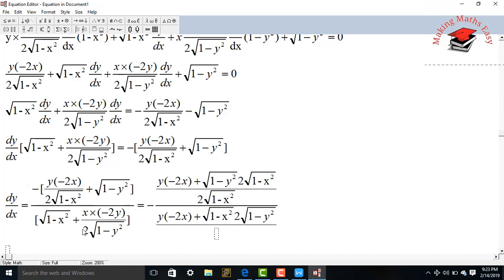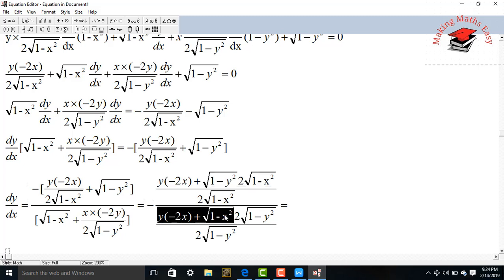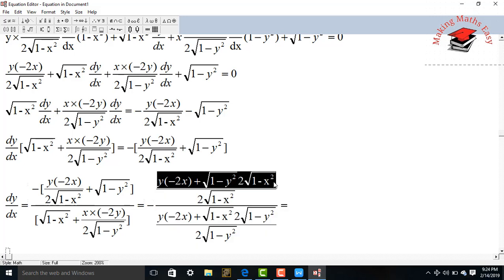and then the part in the denominator will be left as it is, as my denominator part is 2 into the square root of 1 minus y square. So now we have to differentiate, or now we have to solve it. So in this case, this whole part in the numerator and this part in the denominator will get cancelled because I am dividing this with this. So the whole part will look like this.